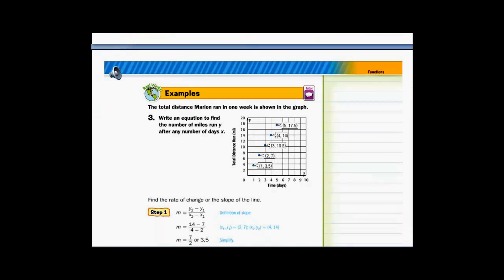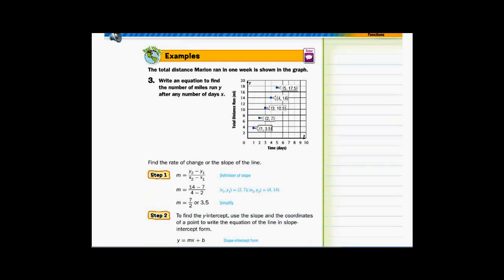The total distance Marion ran in 1 week is shown in the graph. Write an equation to find the number of miles run, y, after any number of days, x. So let me show you the book way first. The book way first talks about picking any 2 points and finding, if you're going to write an equation, probably most often you would write it in slope-intercept form.